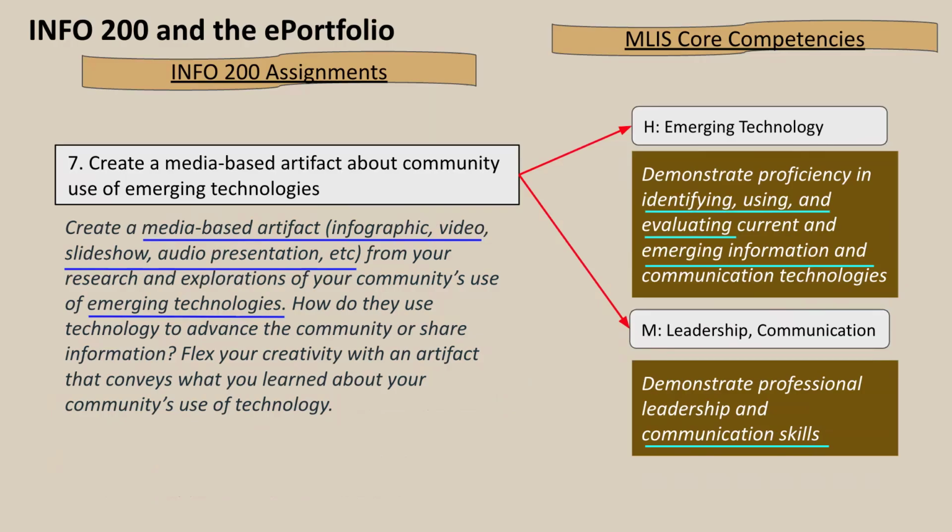Blog 7 asks you to create a media-based artifact about your community's use of emerging technologies. So you're not only identifying and evaluating how your community uses emerging technologies, but you're also using emerging technologies yourself to demonstrate professional communication skills. This makes Blog 7 a great candidate for either Comp H, about emerging technologies, or Comp M, about professional leadership and communication.